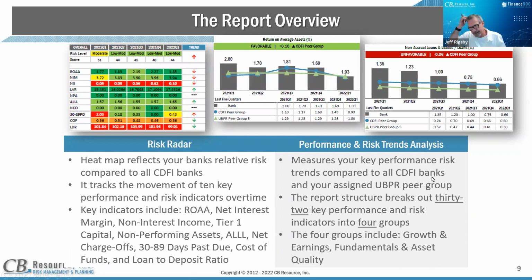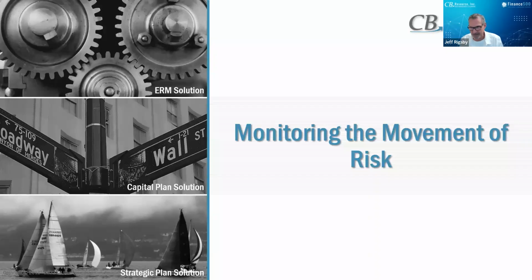Within the report, it does break out into 32 key performance and risk indicators. So there's literally 32 of these key indicators, and they're broken out into 4 categories. You've got growth and earnings as one category. You have fundamentals and asset quality as a category. You have deposit and loan growth as a category, and you have capital adequacy and liquidity as a category. And I just realized it's not in the bullets down there. We'll make sure in your copy of this it is. So 4 groups: growth and earnings, fundamentals and asset quality, deposit and loan growth, and capital adequacy and liquidity. So let's do a little deeper dive.